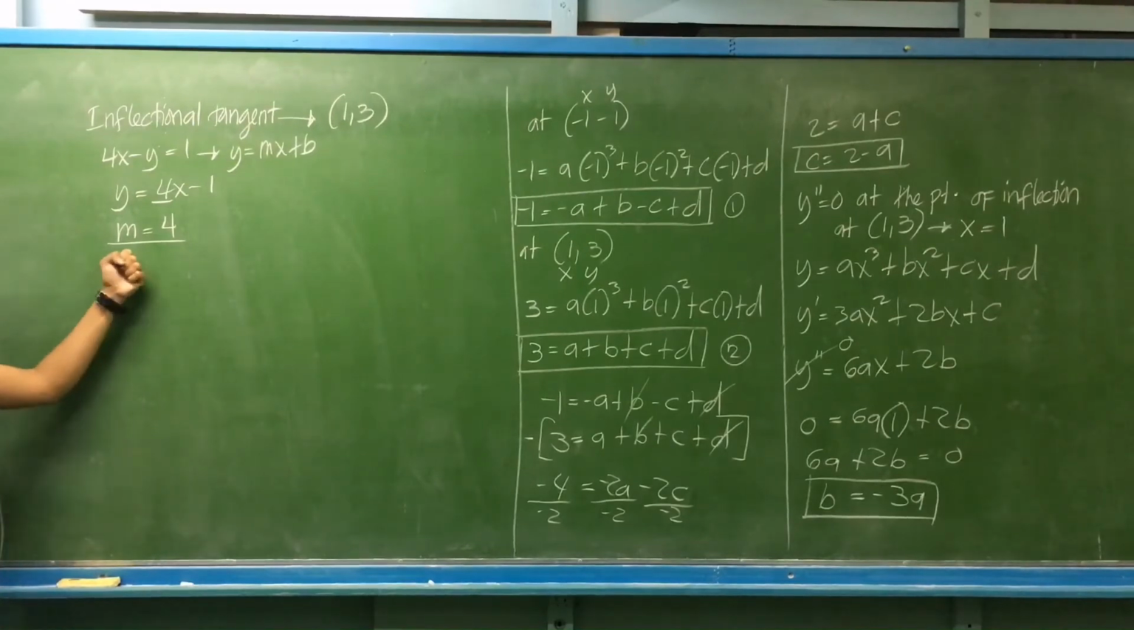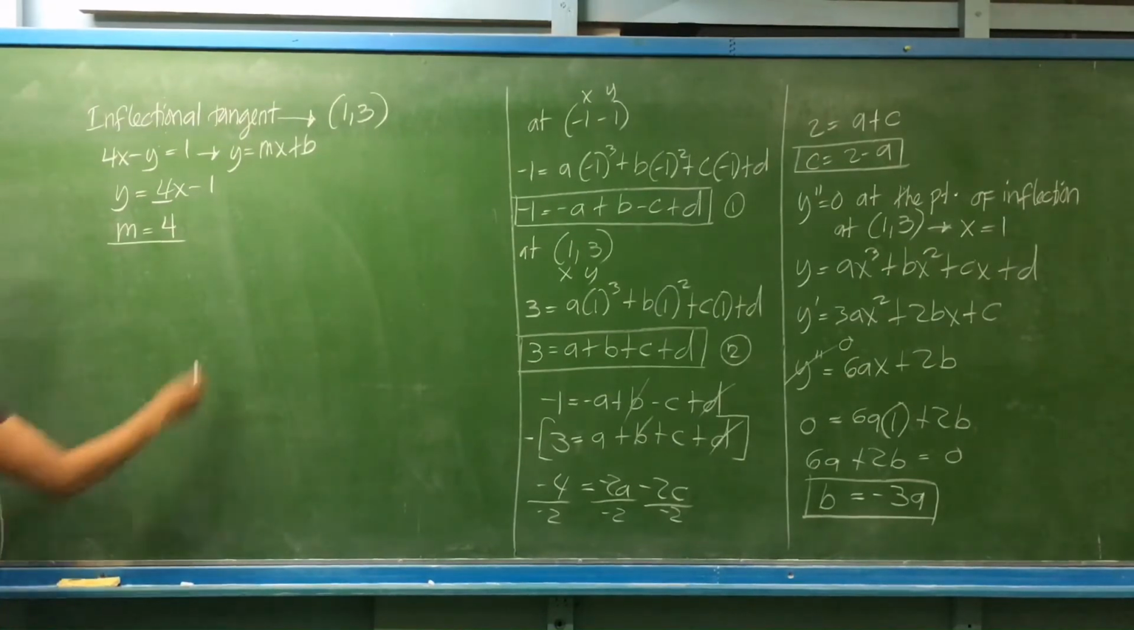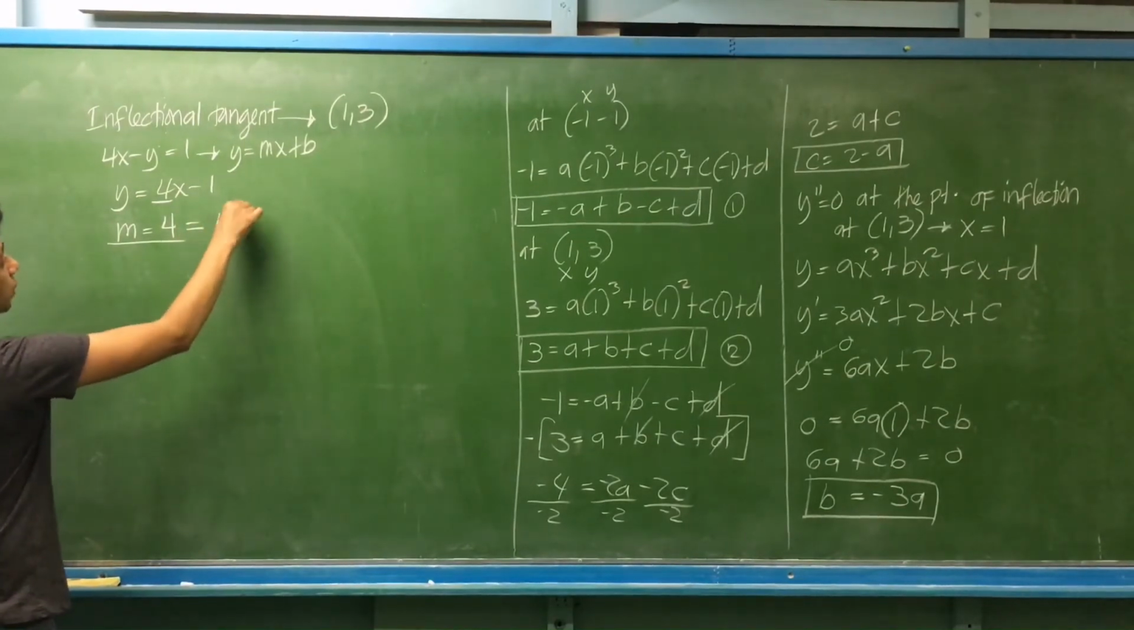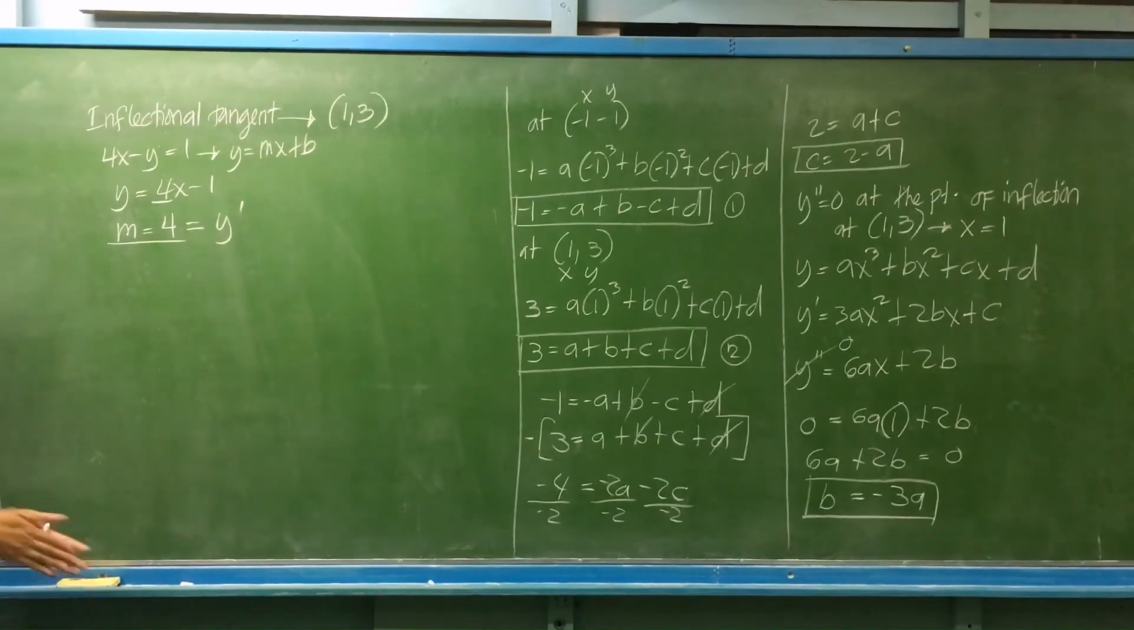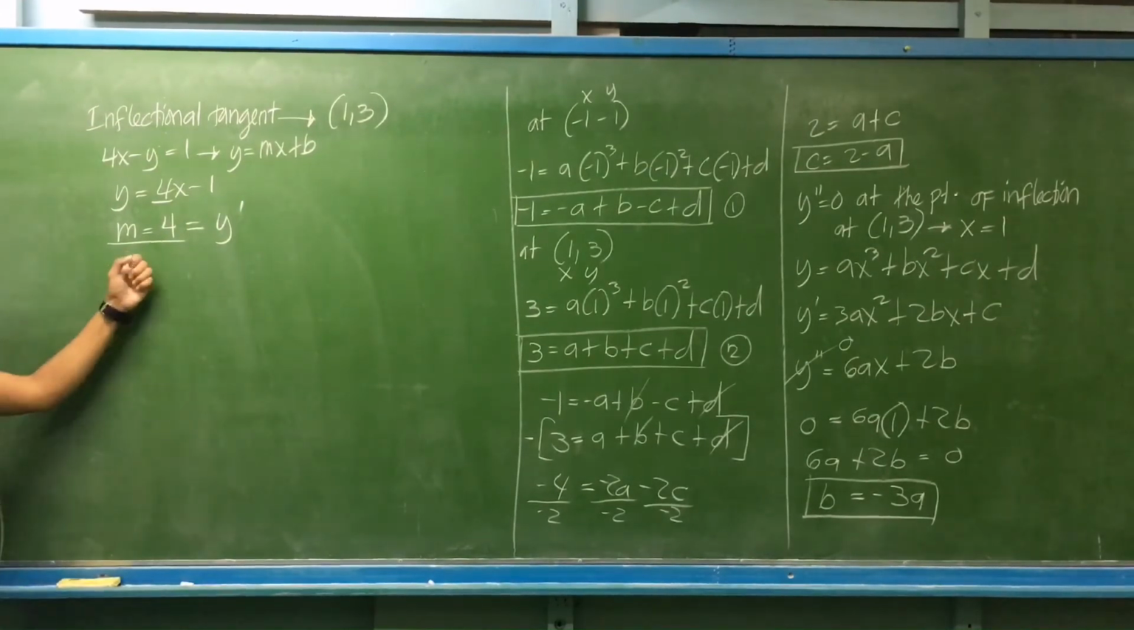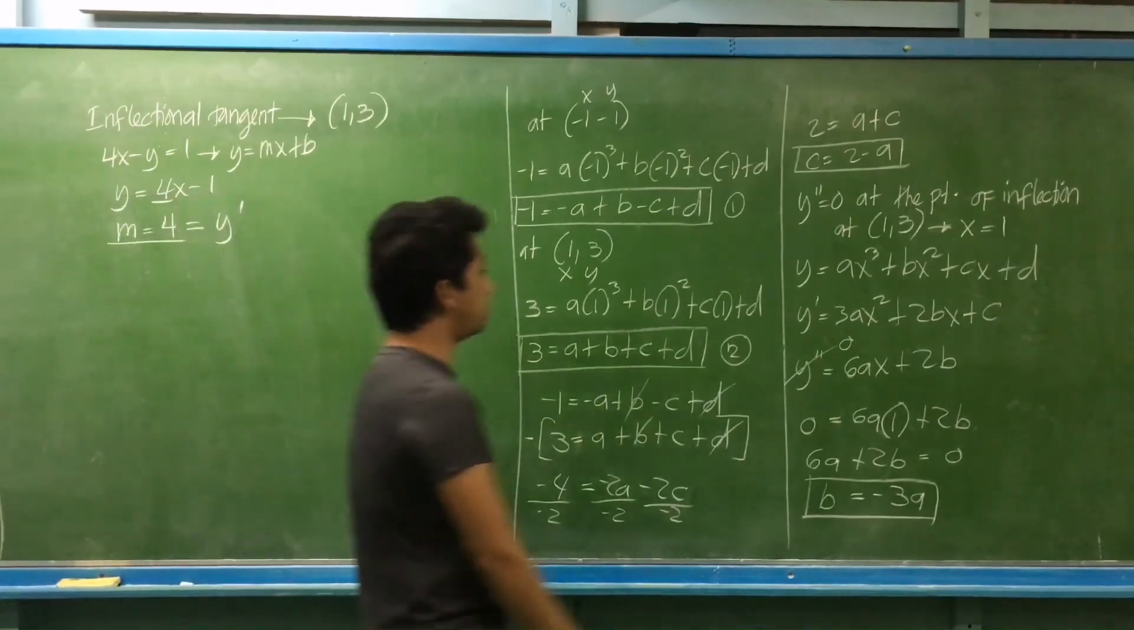Okay, so we have the slope of the tangent line is 4. So ano ba yung definition natin ng slope pagdating sa differential calculus? That is the same as the y prime. So y prime is equal to 4. We have the equation of y prime. Ito yun.